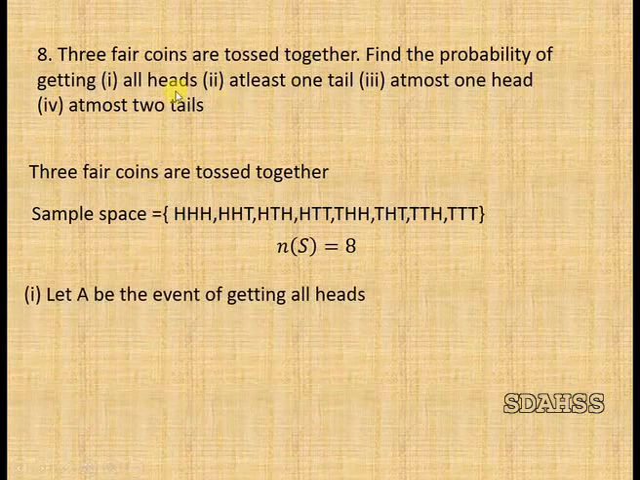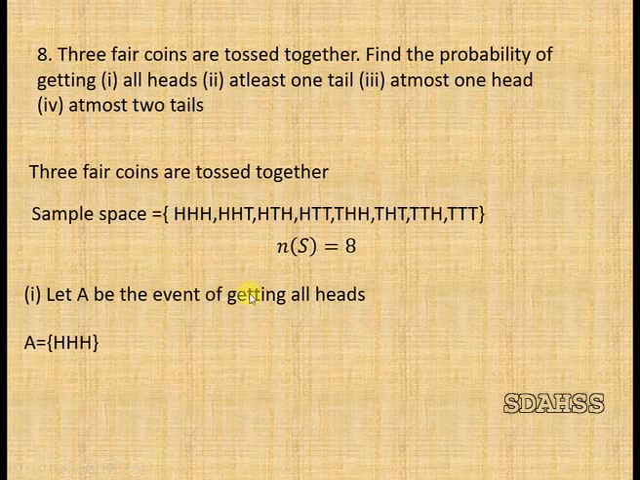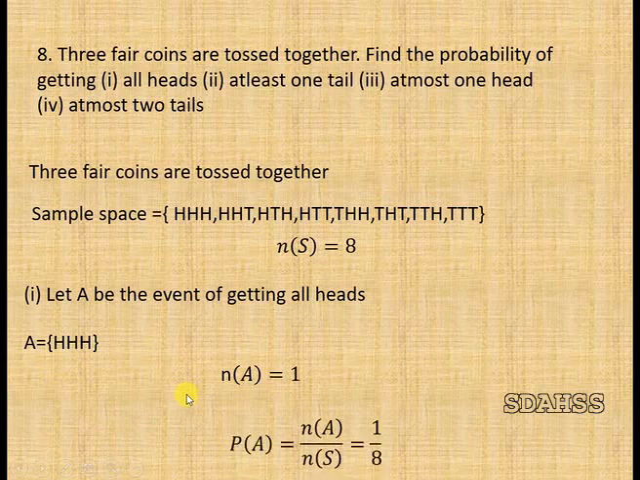Subdivision 1. Now we want to find the probability of getting all heads. Let A be the event of getting all heads. So A is equal to, here only one outcome, that is HHH. So n of A is equal to 1. Then P of A is equal to n of A by n of S, which is equal to 1 by 8.